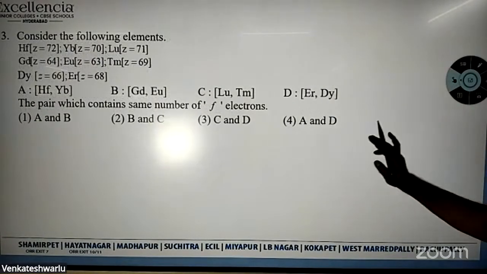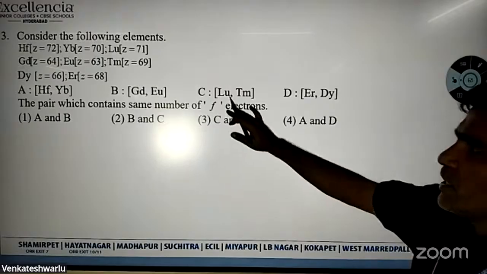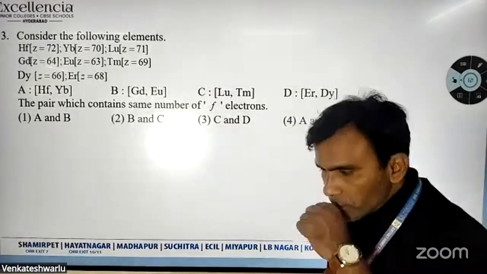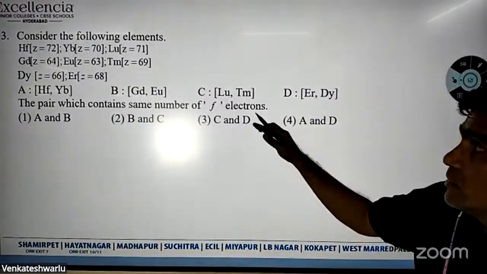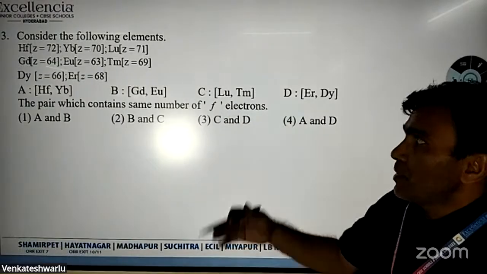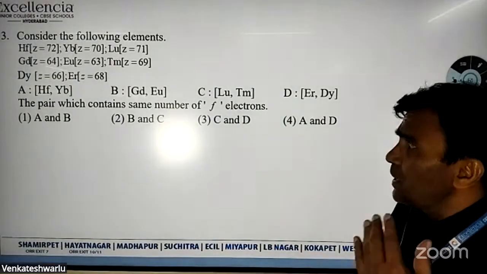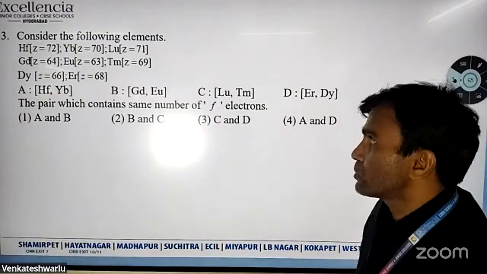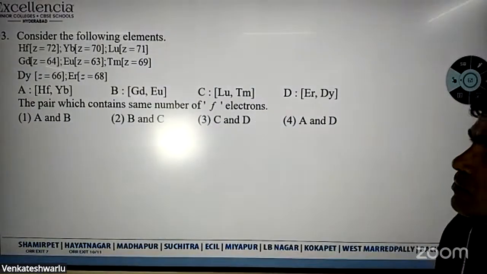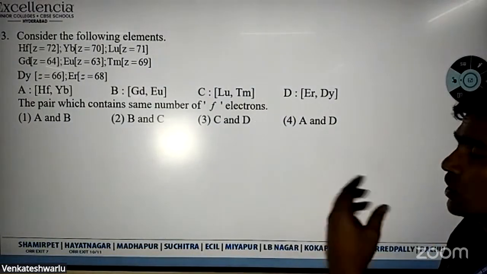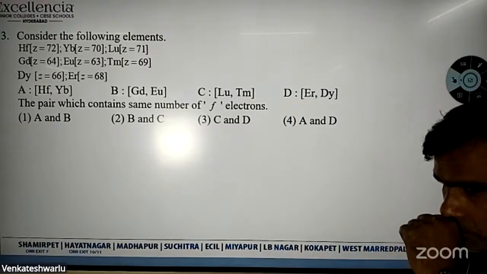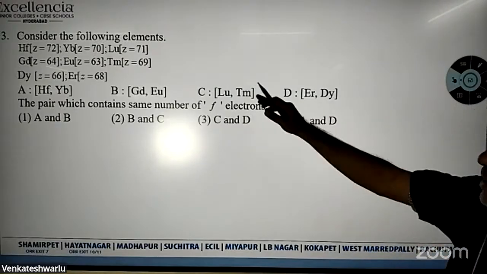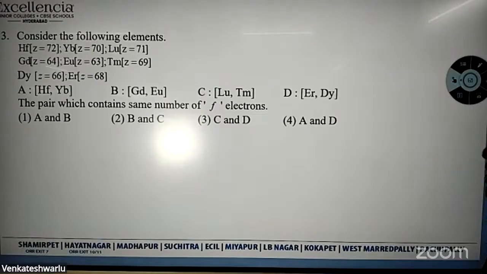Right. So next question. This is completely related to the F block. Obviously it is a memory based question. In every session you can find this type of questions. Completely it is related to electronic configuration. So there is no other option. Compulsory, you should remember the electronic configuration of the F block, both lanthanoids and actinoids.